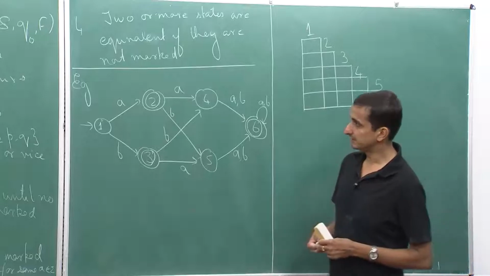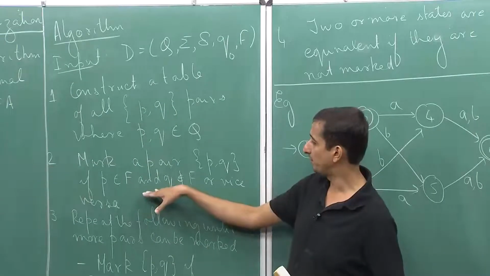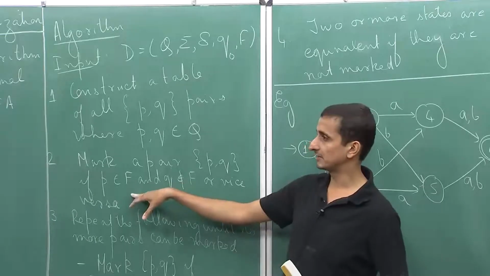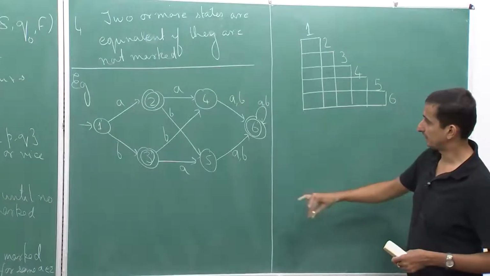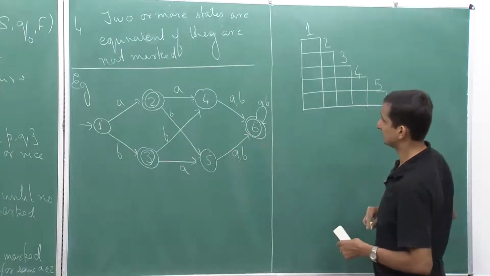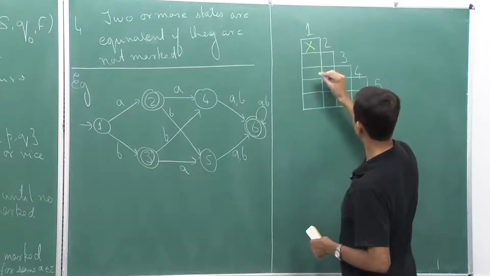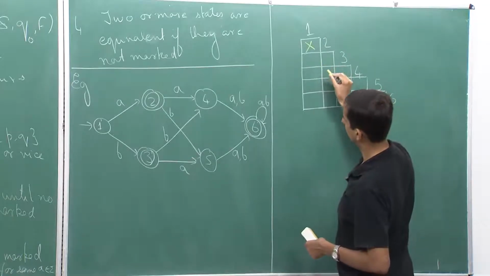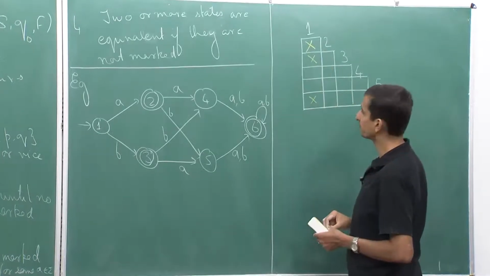So, in the first iteration, if we look at step 2 of the algorithm, we mark all pairs p comma q such that one is an accept state and the other is not an accept state. Okay. So, we have our accept states as 2, 3 and 6. So, I mark 1, 2, I mark 1, 3 and I mark 1, 6.